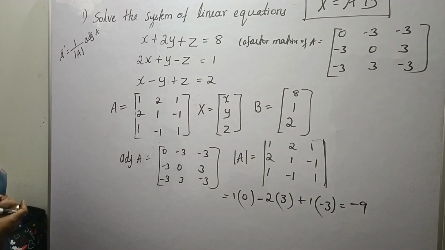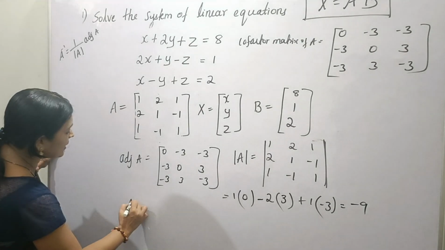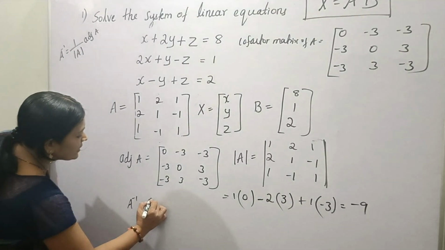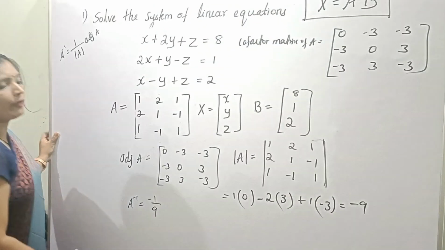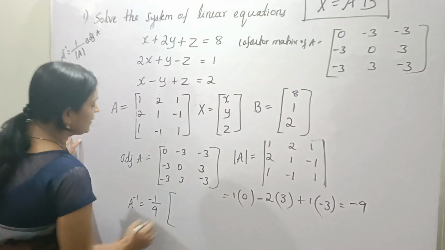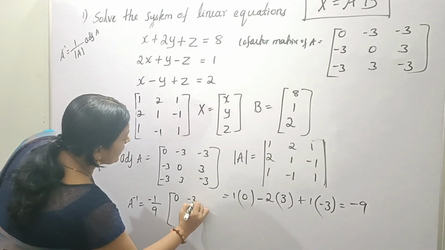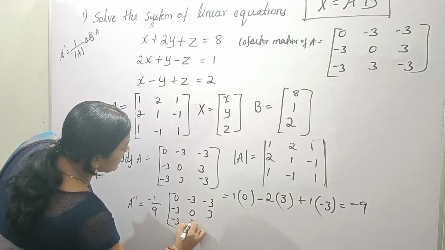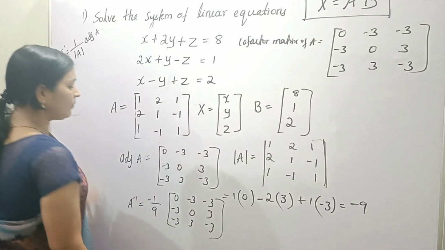Next we will find A inverse. What is A inverse? A inverse is nothing but 1 by determinant A into adj. That is minus 1 by 9. Okay. 1 by minus 9 or minus 1 by 9 into the adjoint: 0, minus 3, minus 3, minus 3, 0, 3, minus 3, 3, minus 3.